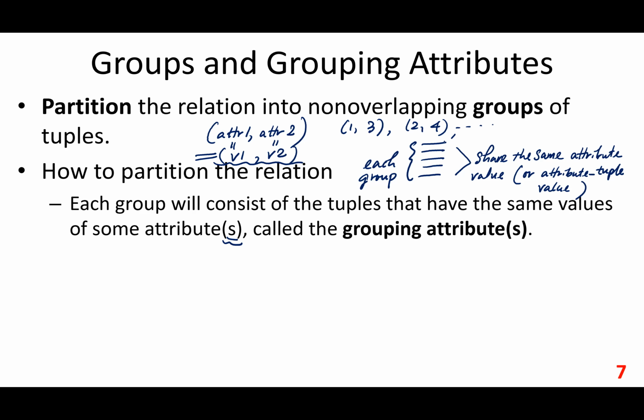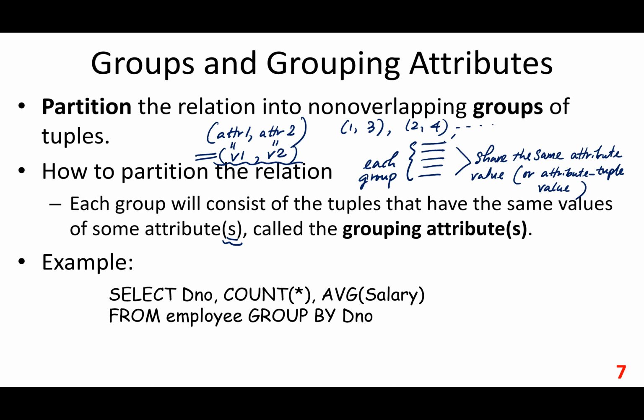These are called the grouping attributes. Example. The first example, select department number, and we need to apply the count function on each group. When we apply aggregate on each group, such as the average of salary, we apply it on each group.